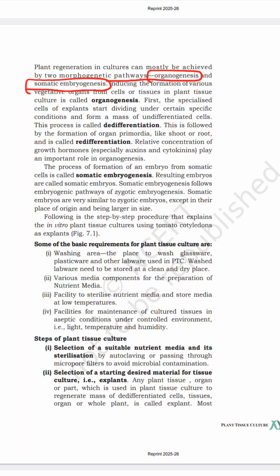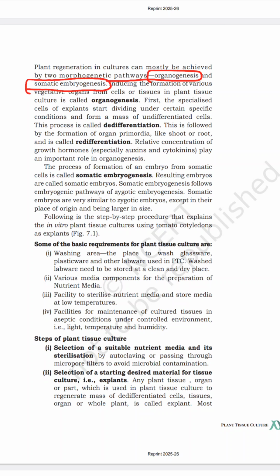Somatic embryogenesis is nothing but a vegetative propagation, meaning a small part of the plant is cut and placed in a culture, and it grows into an entire plant. It is very closely related to the parent cells.